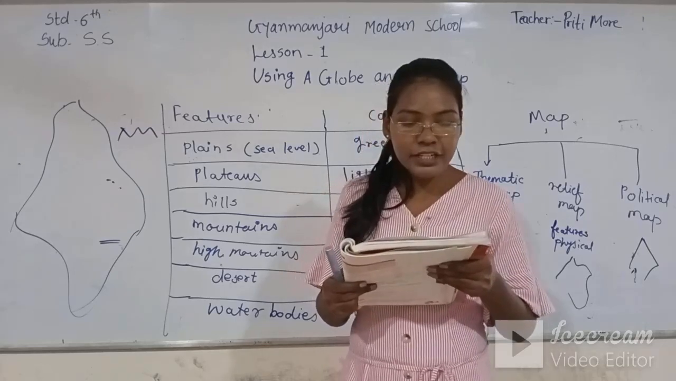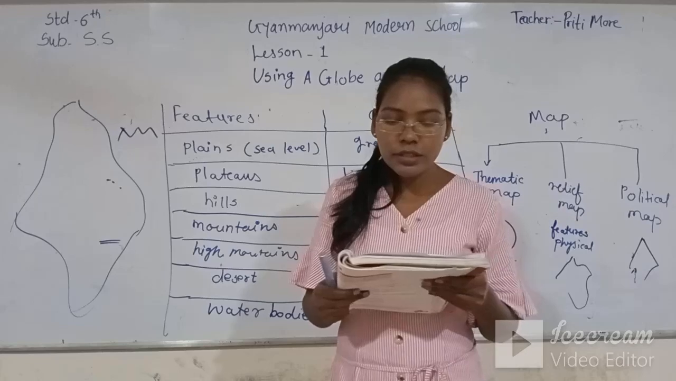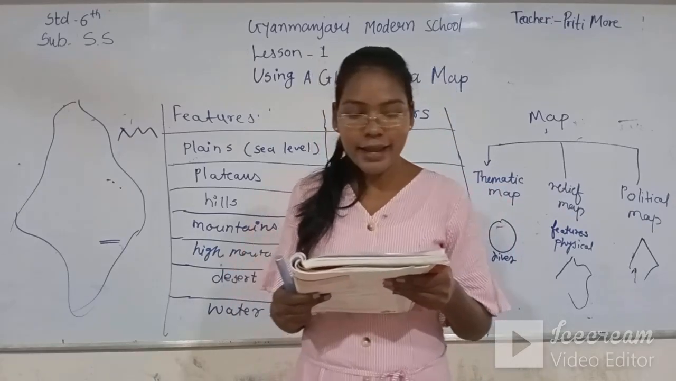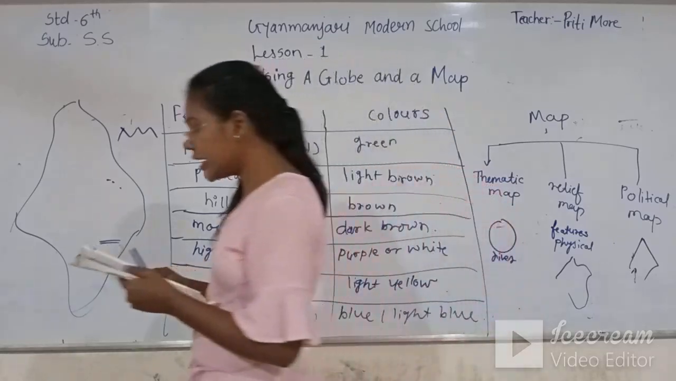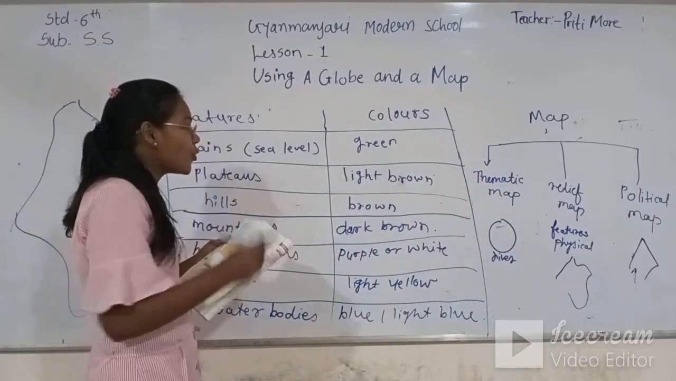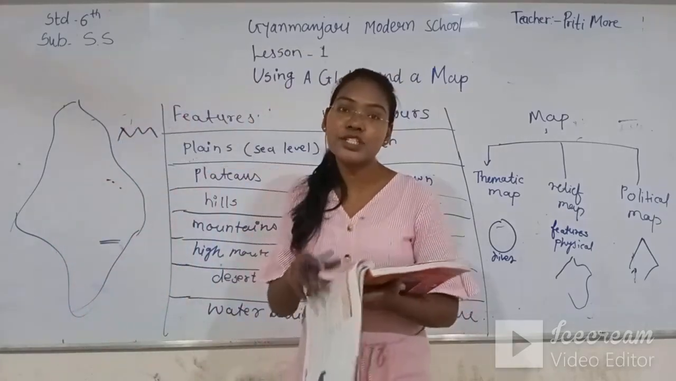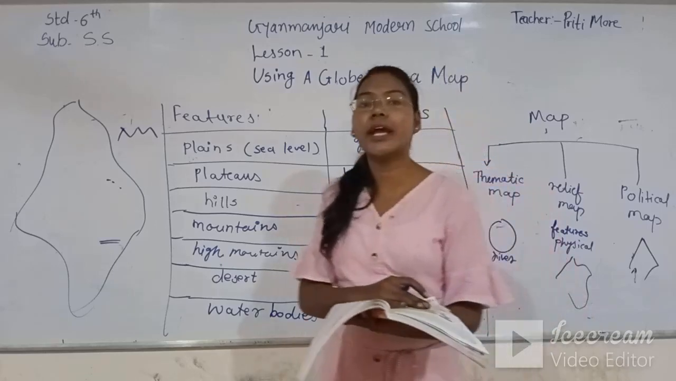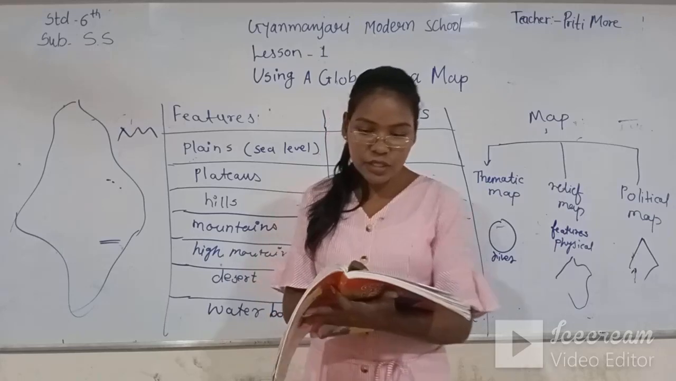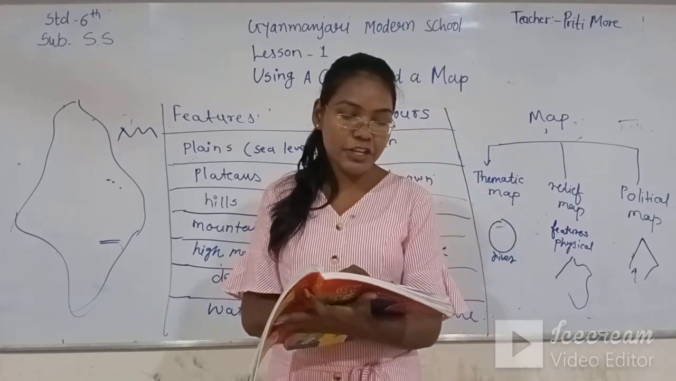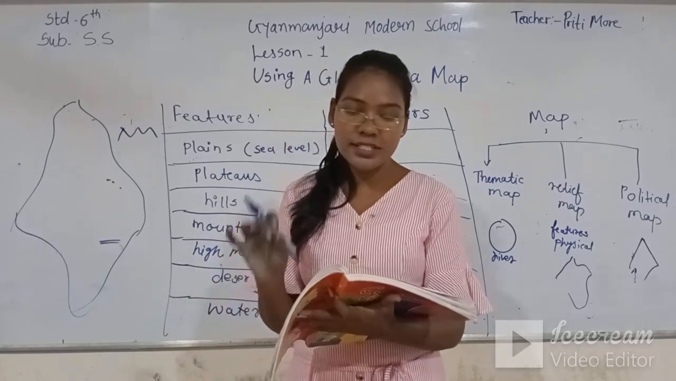So to get the full advantage of an atlas, we must be able to infer what the colors and the symbols used stand for. That is the only way in the atlas: you have to first know these colors and the conventional symbols, then only you can understand all these things very nicely. So to get the full advantage of an atlas, we must be able to infer what the colors and symbols used stand for.